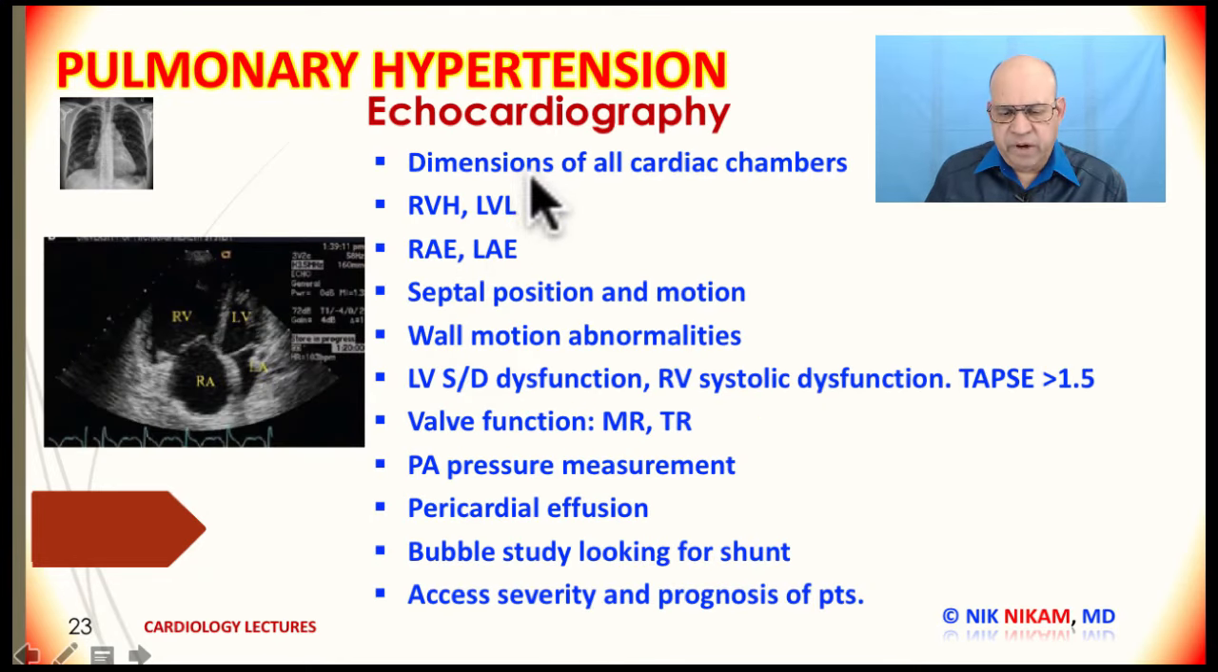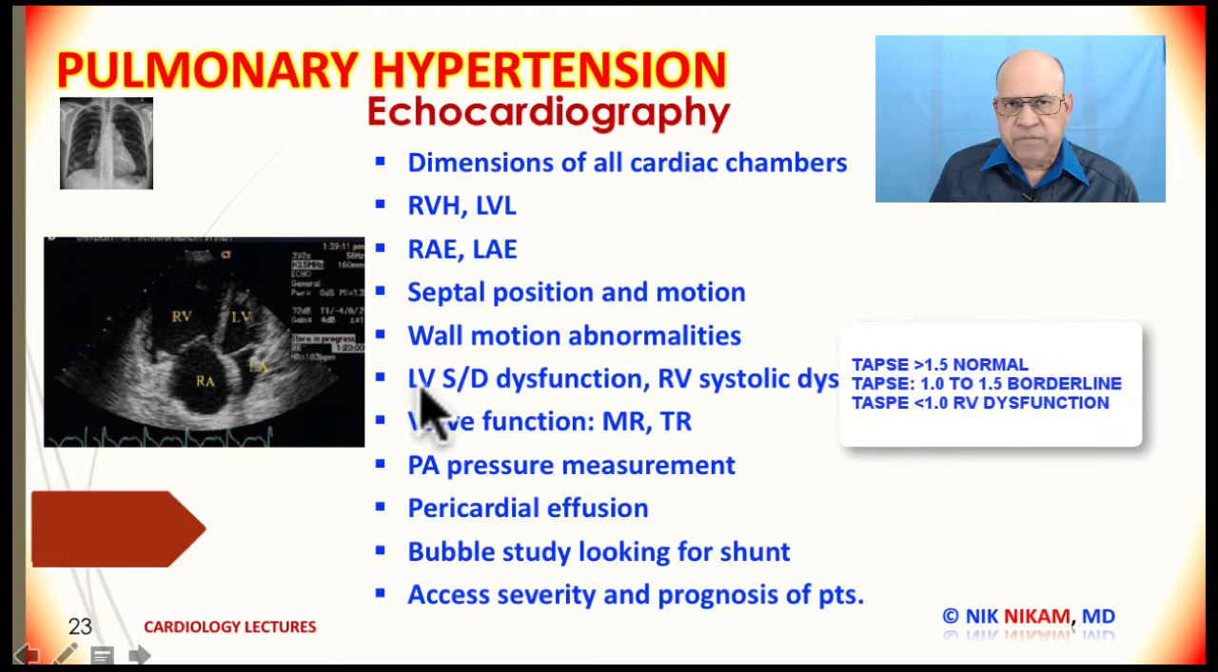Echocardiography is one of the important tests to identify not only the presence of pulmonary arterial hypertension, but also other conditions, particularly related to left heart failure. Echocardiography will help us to identify right ventricular hypertrophy, left ventricular hypertrophy, right atrial enlargement, left atrial enlargement, and a specific type of septal position and motion, which I'm going to talk about in a minute.